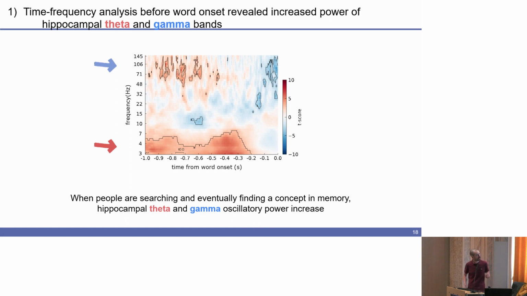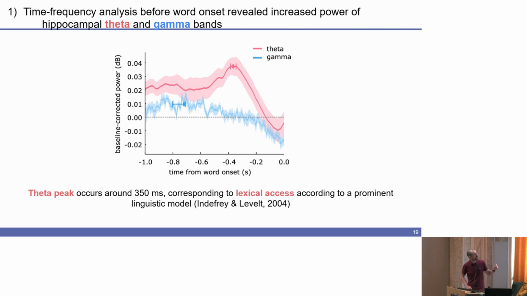If we then average within these frequency bands and look at their time course, we can see that there is a peak in theta around 350 milliseconds. And this is very interesting because this time window was interpreted as corresponding to lexical access according to a prominent linguistic model. So this tells us that there is something about mental search and language occurring in the hippocampus. But what exactly is going on there?